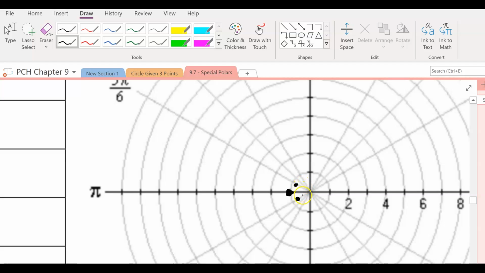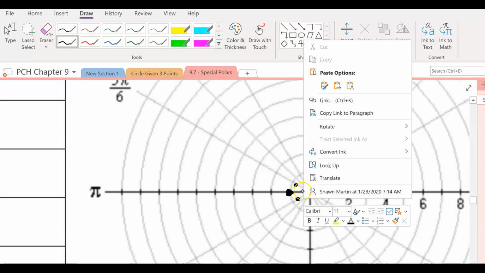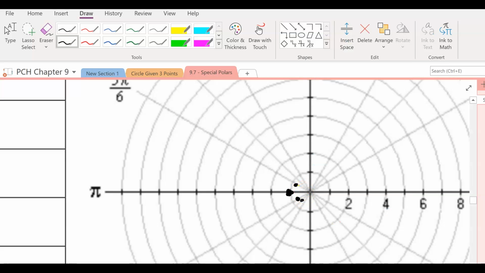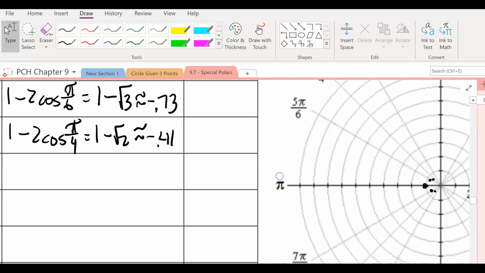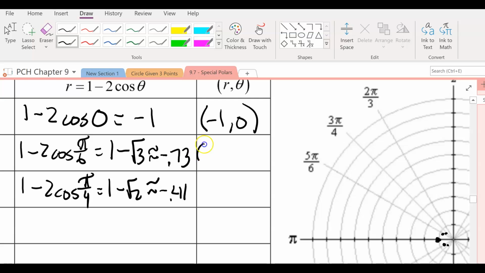So it's going to be right about here. And then again, we're going to reflect that over to there. So we can see we're getting our loop. So there's those 2 points. So this point here was negative 0.73 comma pi over 6, and this one was negative 0.41 and pi over 4.